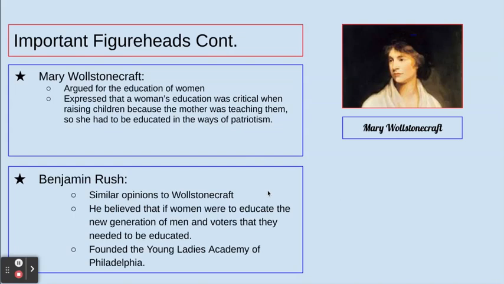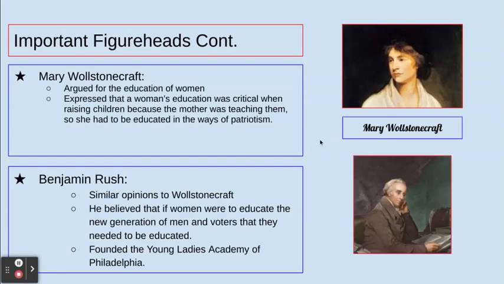In addition, there was Benjamin Rush. He had similar opinions to Wollstonecraft, and he believed that if women were to educate the new generation of men and voters, they needed to be educated. He also founded the Young Ladies Academy of Philadelphia.